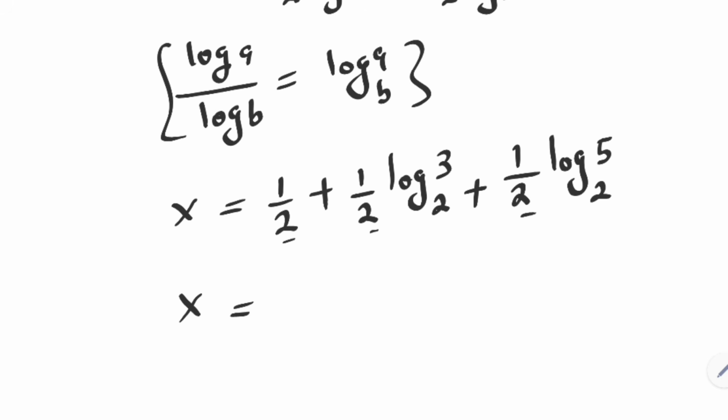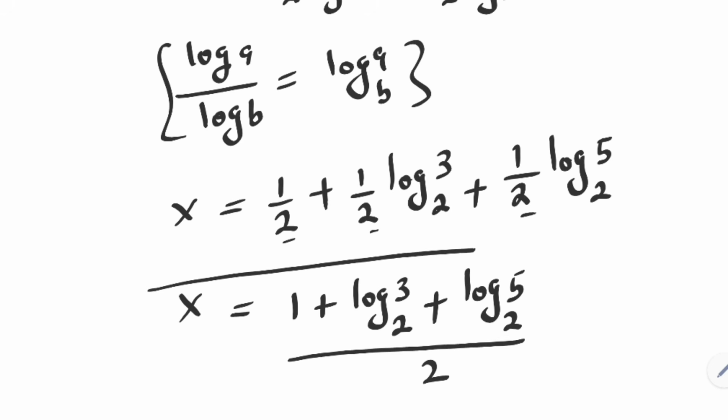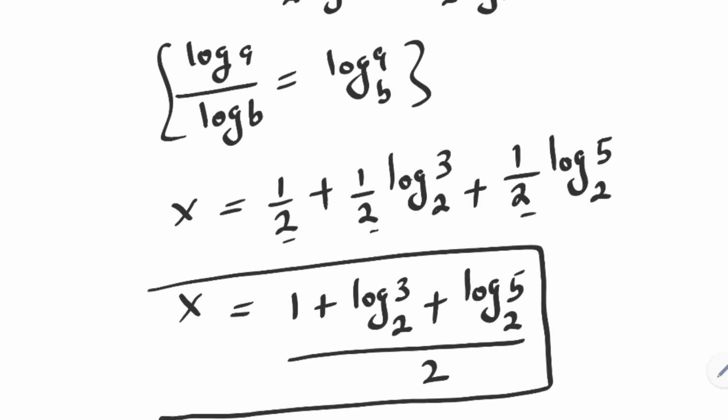x is equal to 1 plus log 3 base 2 plus log 5 base 2, all over 2. This is the value of x. We may check to confirm if this answer is right or wrong.